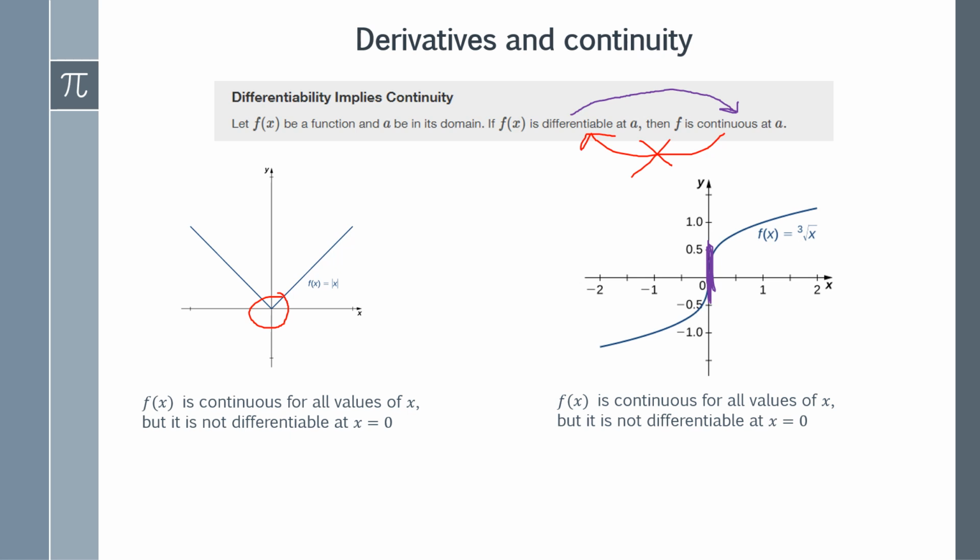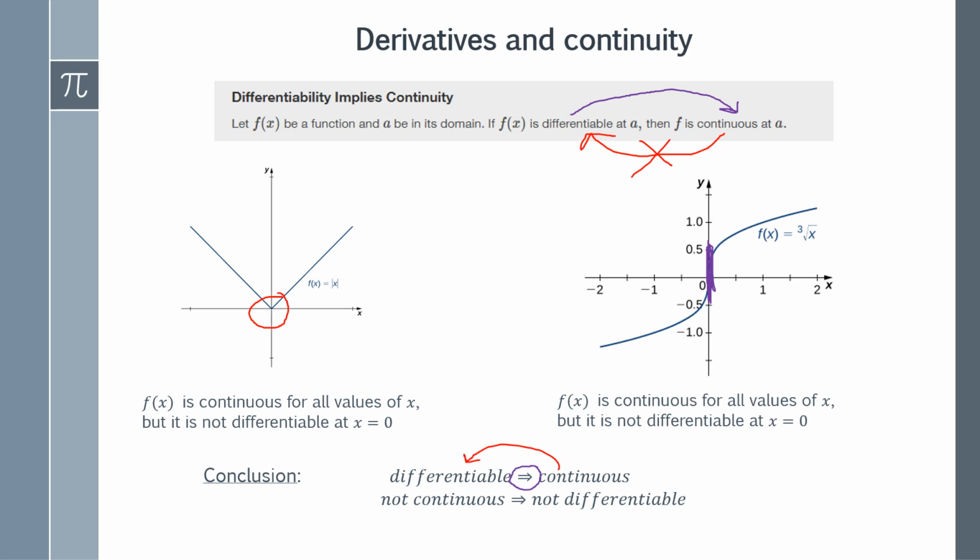Now I want to emphasize this does not contradict the statement of this theorem, because the theorem says if it's differentiable, then it's continuous. But the opposite is not always true. So in conclusion, if we know the function is differentiable, we can say it is also continuous. That's a conclusion that we can come up with. It does not go the other way around. We cannot say this. This would be false.